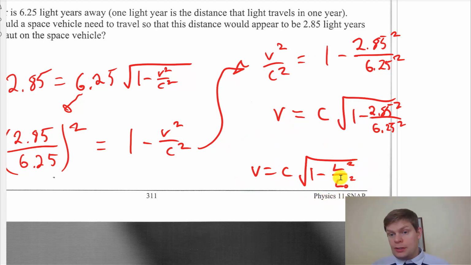Notice it makes sense. If the lengths are both the same, like if the perceived length from someone not moving with the object and the perceived length of the person moving with the object are the same, you'd have 1 minus length squared over length squared, which would be 1. 1 minus 1 is 0, and 0 times anything is 0. So your velocity would be 0. All right.